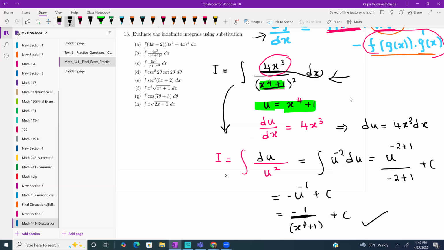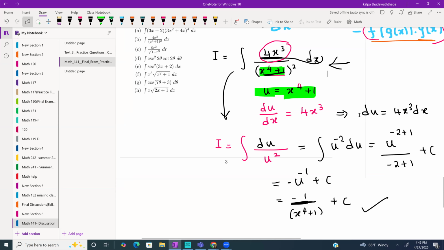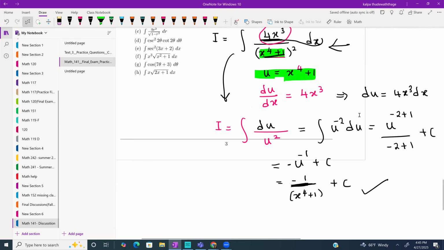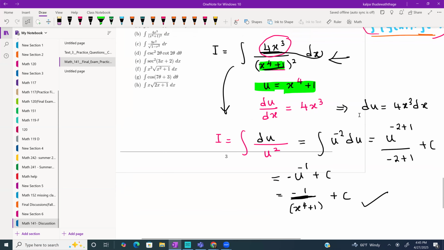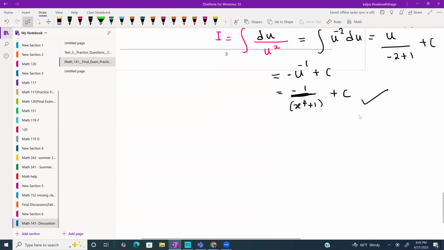It's clear. I'm going to go to part C. Okay. Part C is 9r to the power 2, 1 minus r cubed. Okay, I'm going to use it here. See. All right.